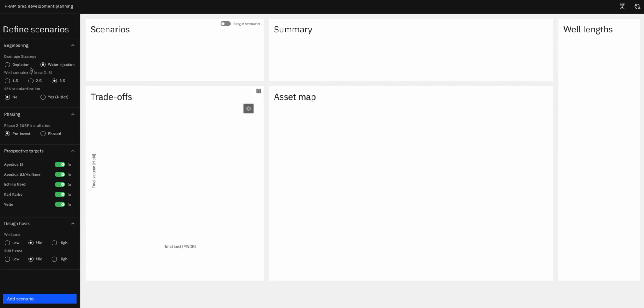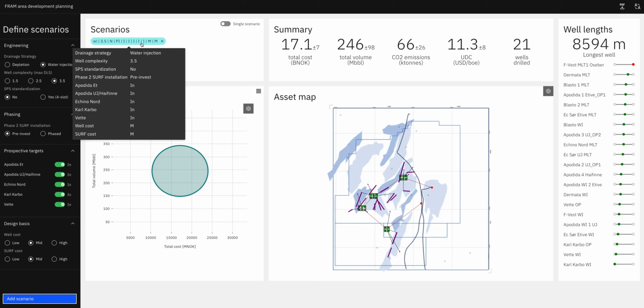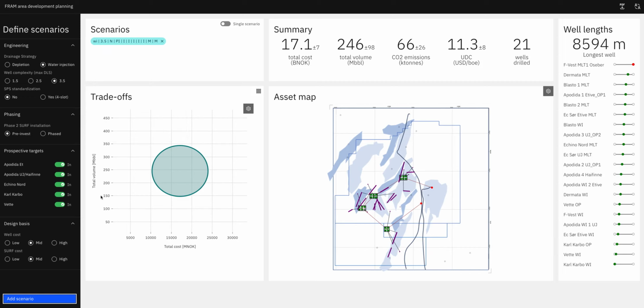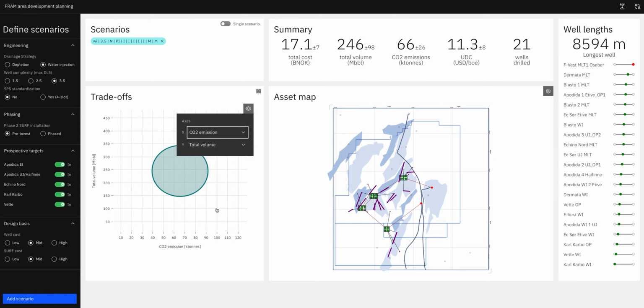So in this solution, you can select some of these decisions. We've calculated the results with an optimization engine that we've run separately, and we're displaying the results here. So you can make a decision, a scenario, select a design basis, so what well cost or what subsea cost do I want to base my subsea configuration on. We can add the scenario, and here you see the scenario being added. You see a range of volumes associated with this, a range of costs. You can change that to let's say CO2 emissions. You can look at UDC, whatever sort of metric you're interested in.